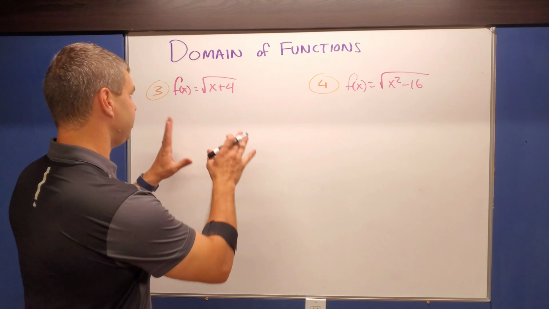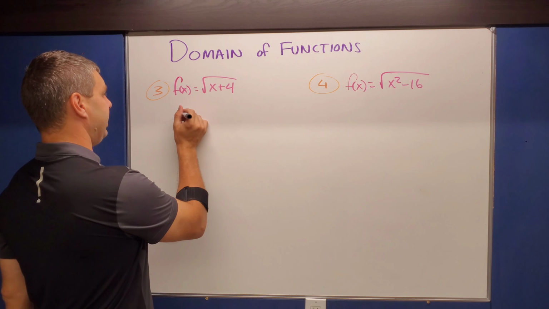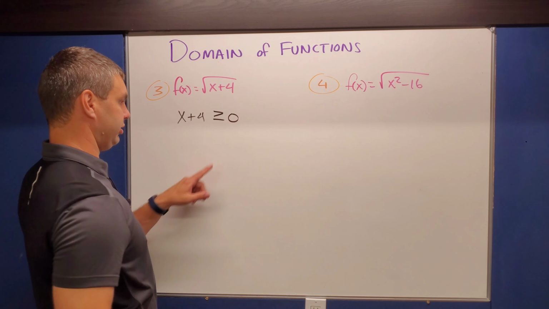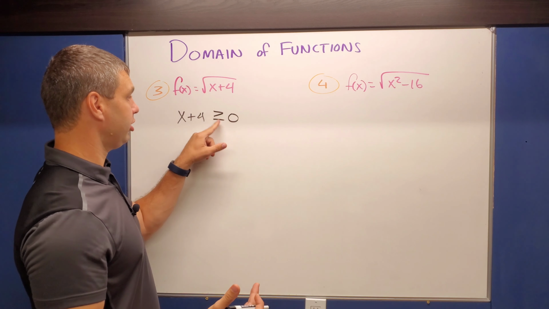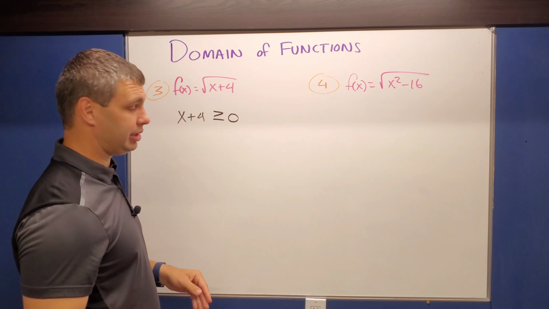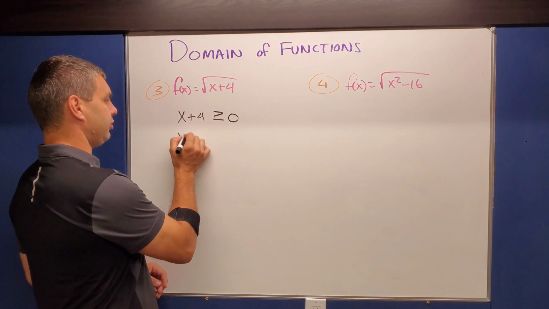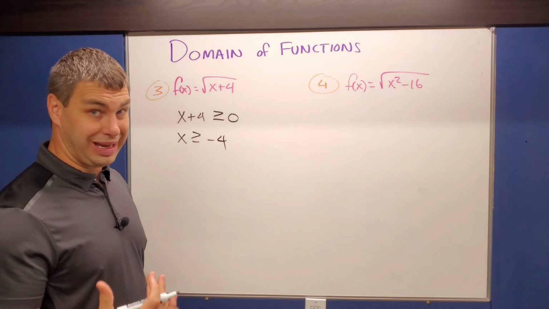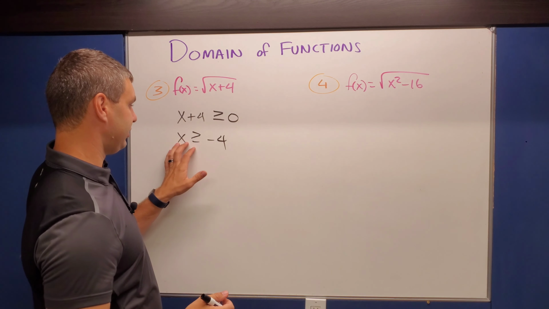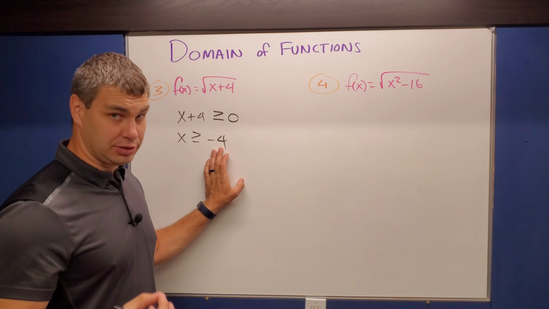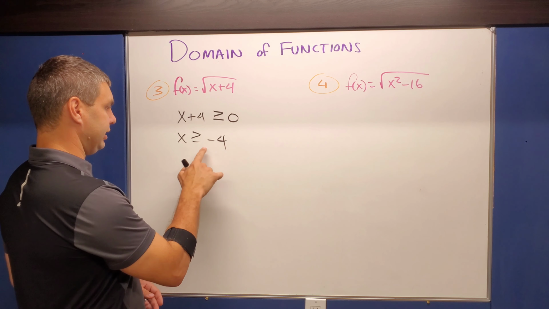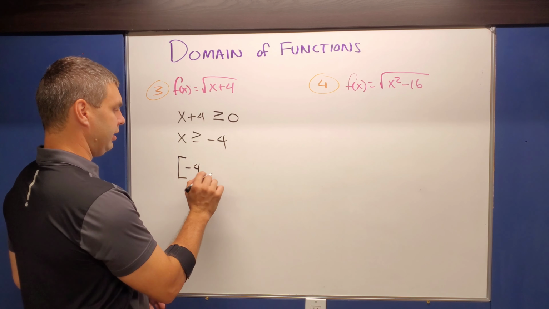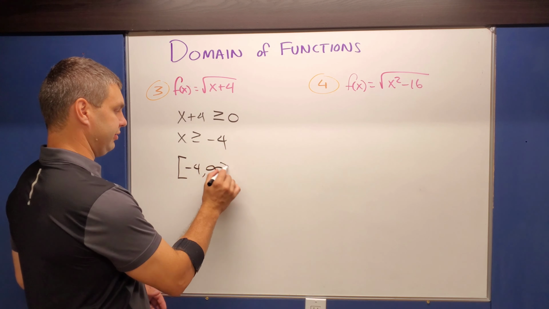So I can't just set it equal to 0. I actually have to say x plus 4 is greater than or equal to 0. It could be 0, like I said earlier, or it could be something greater than 0, which is a positive number. And when I solve here, x, of course, is going to be greater than or equal to negative 4. So the domain of this function is when x is greater than or equal to negative 4. Written in interval notation, since it's equal to, it's going to be bracket negative 4, and then it goes to positive infinity.